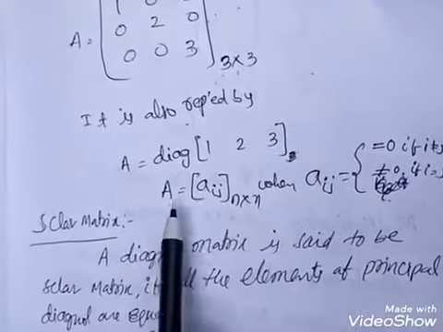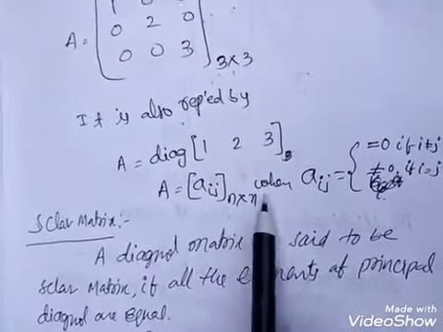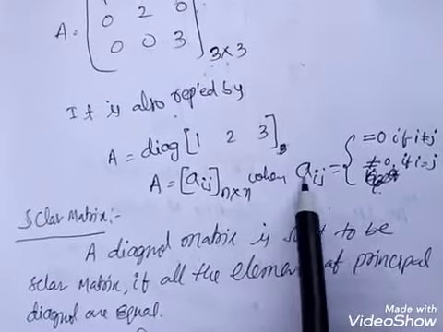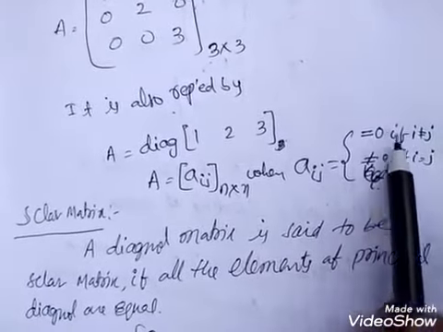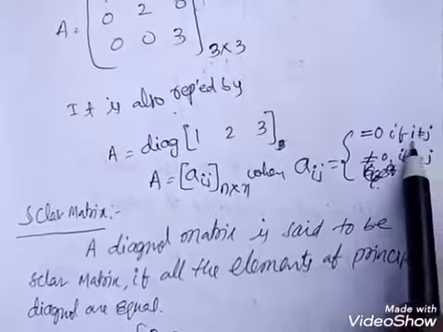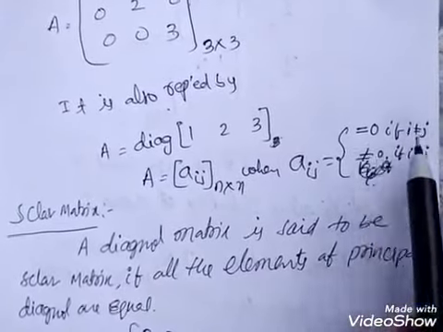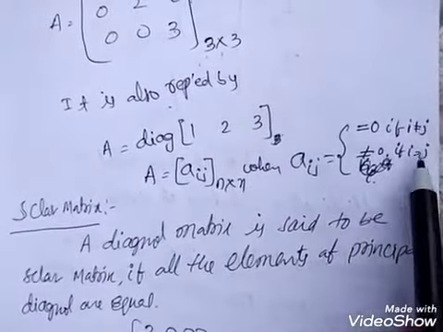That means A is equal to [aij], m by n. Here you can write aij is equal to 0 if i does not equal j. That means if row and column are not equal, then the element is 0, and it is non-zero if i is equal to j.